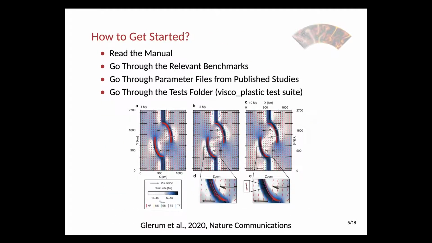Another general point is: if you're an experienced modeler, but you're new to Aspect, how do you get started simulating these complicated tectonic processes? This would be the order of operations we would suggest. First, start by reading through the manual. Then you'd want to go through the benchmark folder, because there are quite a few benchmarks illustrating different problems there. The next step would be to go through parameter files from published studies. An example of this is the study from Anne published in 2020, looking at rotation of the Victoria block in the East African Rift Zone.